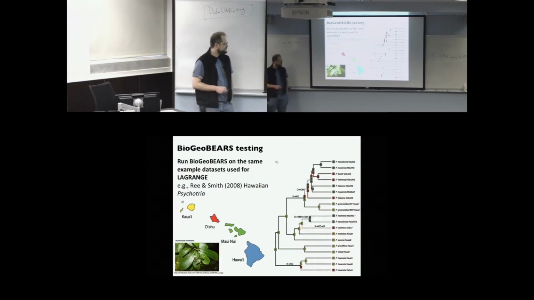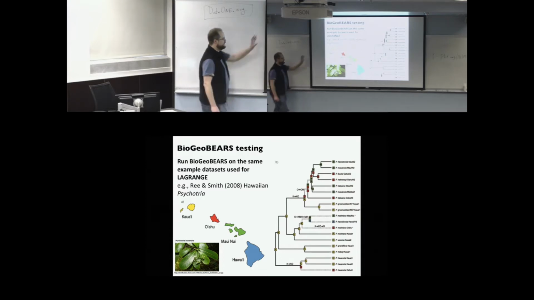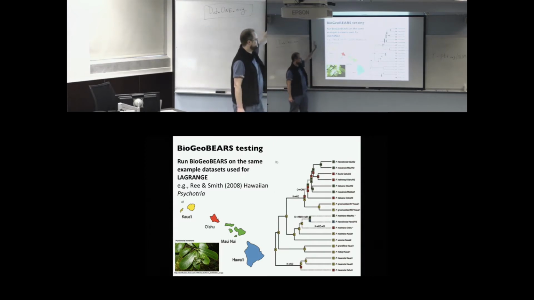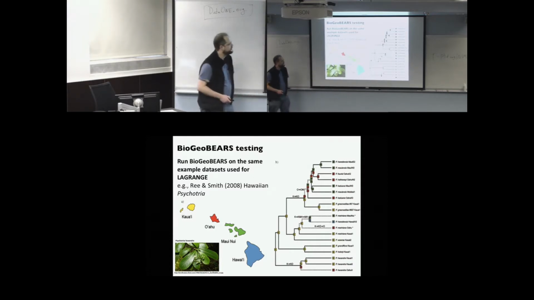Here's the example data set, Hawaiian Psychotria. This is a shrub from Hawaii, and it has this sort of classic pattern where a lot of the early diverging lineages live in Kauai, which is the oldest island. So the Hawaiian island chain is a series of volcanoes, and the oldest volcano is Kauai, and the youngest one that's still erupting is Hawaii. And so often when you look at phylogenies, you'll see the oldest branches being in Kauai, and then you get a series of colonization events as you move to younger islands. And you do see that in a Lagrange analysis.